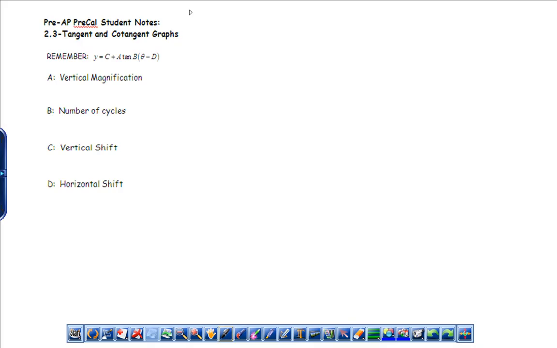This is 2.3, tangent and cotangent graphs. Okay, I want to review what A, B, C, and D are doing to each of your graphs.